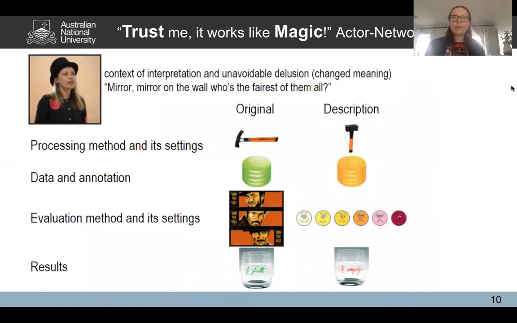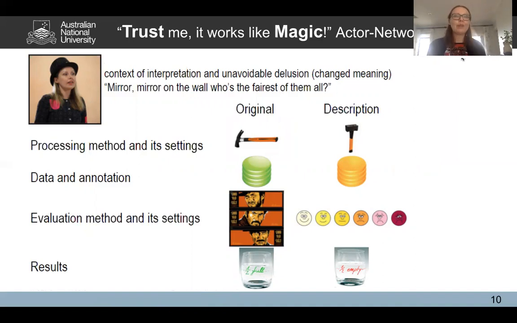In most of the areas where I work, in particular in healthcare, magic doesn't cut it. So I cannot just say, trust me, it works like magic. Instead of a magician's hat, I actually need to wear my doctoral hat, like in this picture from one of my talks. Actor network theory tends to tell about this: the context of interpretation and unavoidable delusion or change of meaning. That's the theoretical framework in social studies for this, by Latour.